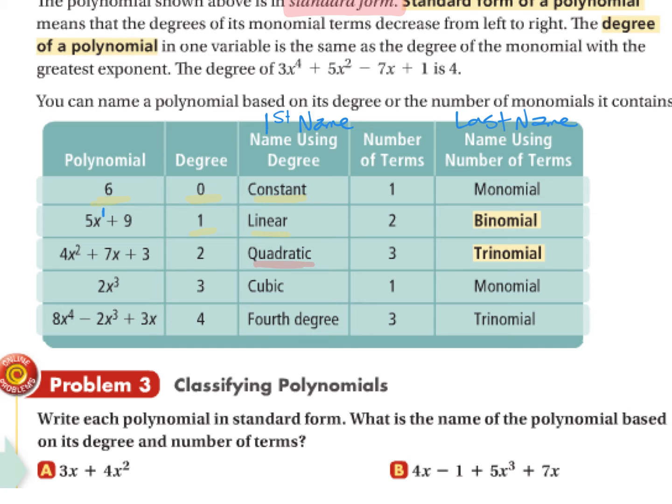If you have a degree of 2, it's quadratic. A degree of 3, it's cubic. And then anything past 3 would just be 4th degree. If I had something like 7x to the 5th plus 2x, I would say that that's a 5th degree, so on and so forth. That's all the first name. Now the last name is based on how many terms you have. If you have 1 term, it's a monomial. 2 terms, a binomial. 3, trinomial. And then if you have 4 or more, we call that a polynomial.